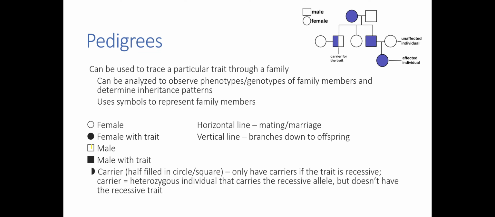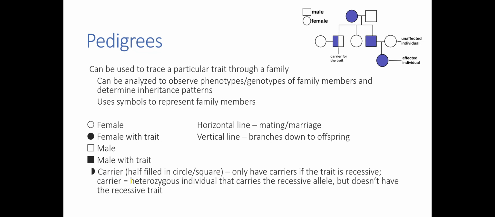So if I was tracing curly hair and I had a dark circle in my pedigree, that would be a female with curly hair. If I had a male that had straight hair, then he would be a square that is unfilled. Now, sometimes in pedigrees, you'll see carriers.